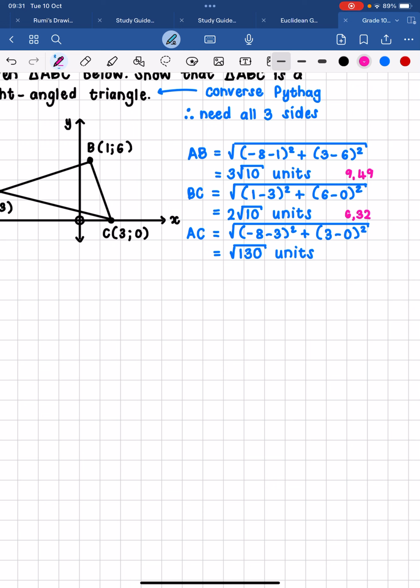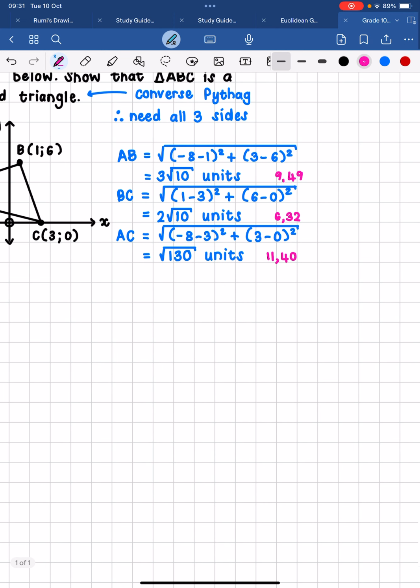And then the square root of 130, 11.40. Okay, so which one is the longest, guys? AC. Okay, so I'm going to write next to this one.